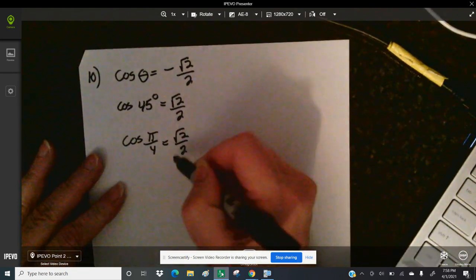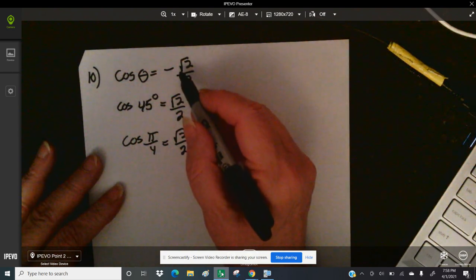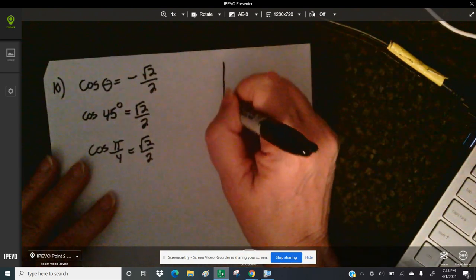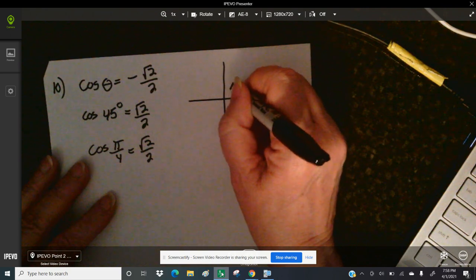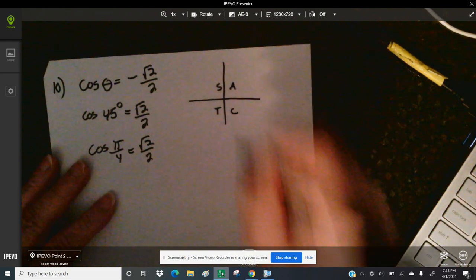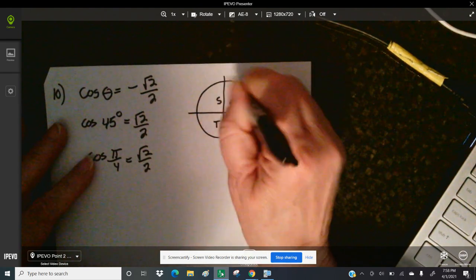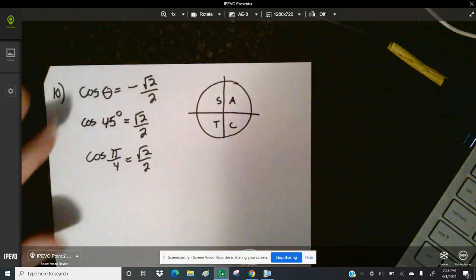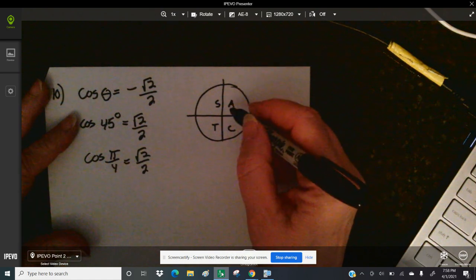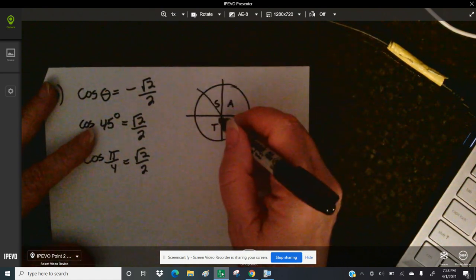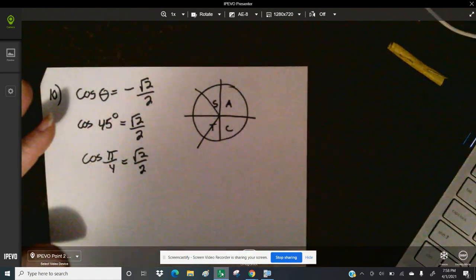But this isn't positive square root of 2 over 2. This is negative square root of 2 over 2. So if you remember, all students take calculus, there are two places in the unit circle, if I drew a circle around this, where the cosine is negative. So the cosine would be negative in quadrant 2 and in quadrant 3.